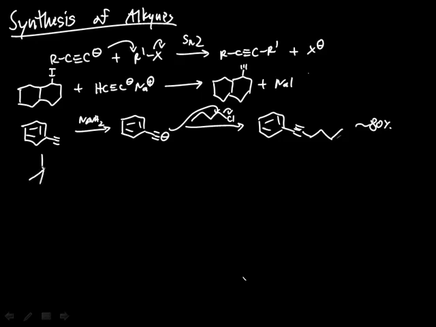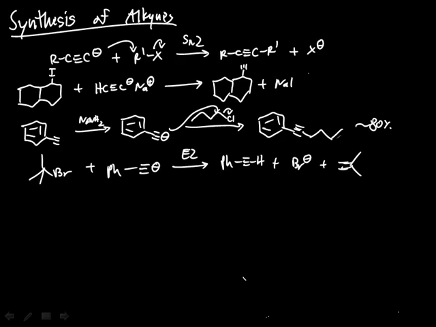Acetylides are also strong bases, so one must consider that when we talk about their preparation, because if we try this reaction, then what we'll most likely get is an E2 reaction rather than SN2. And we'll get back our starting acetylene and an alkene at the end. So that's not very useful.